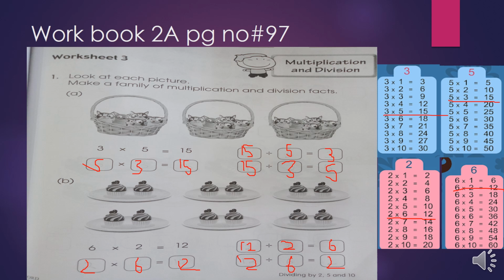So this is how we have to make a family of multiplication and division facts. Hope you understand it.